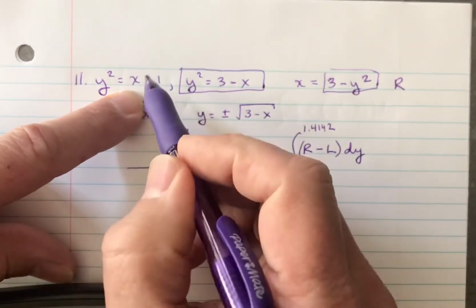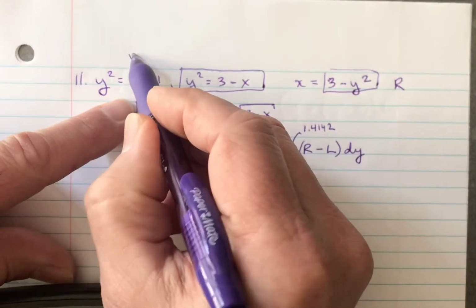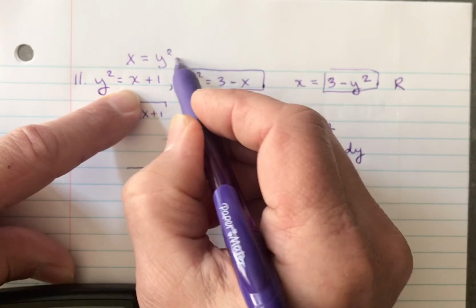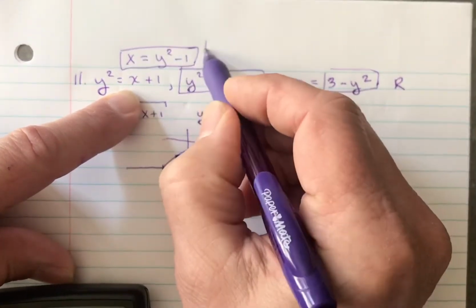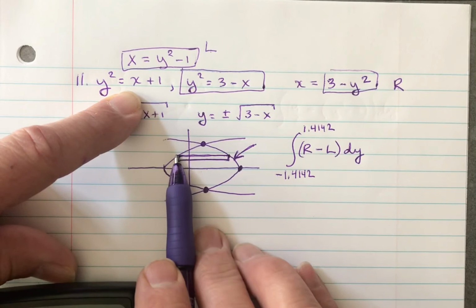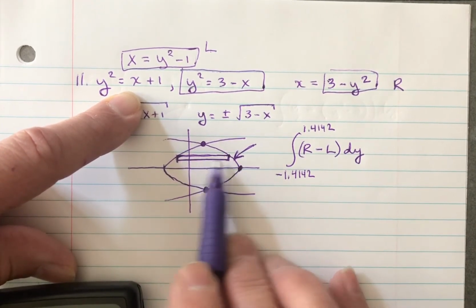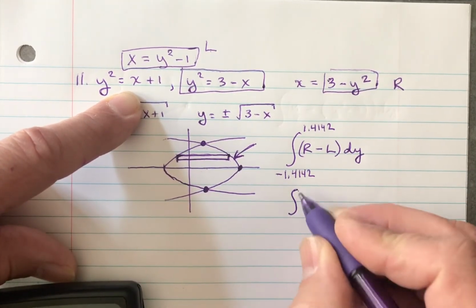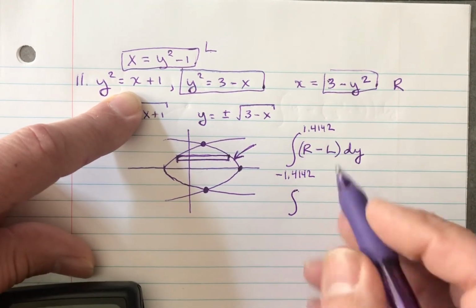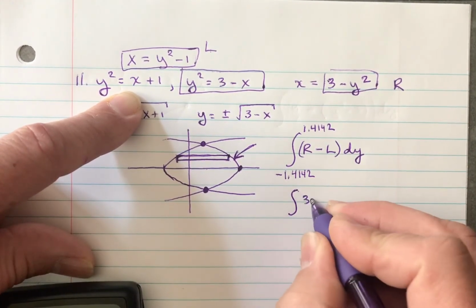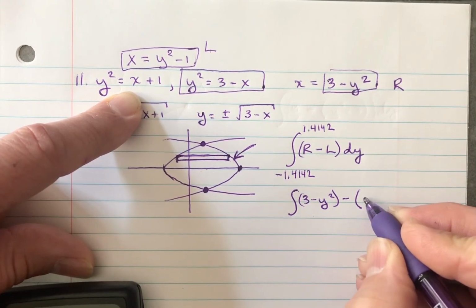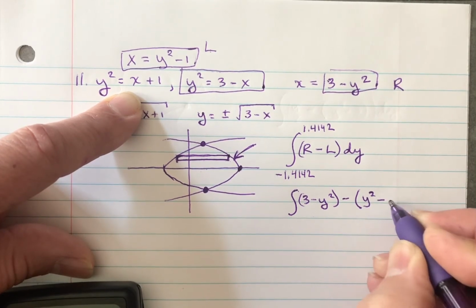Now, for the other equation, that's the parabola that is opening to the right. So now if I rewrite this equation, I get x is equal to y squared minus 1. And that gives me my left edge, the x value of the left edge of that rectangle. So now when I integrate, I still have the same limits of integration, but my right will be 3 minus y squared, and my left will be y squared minus 1.